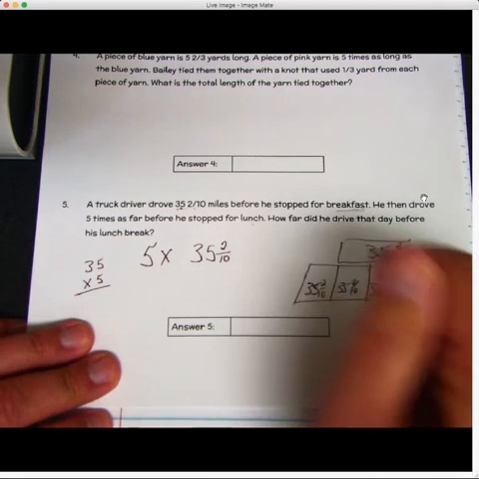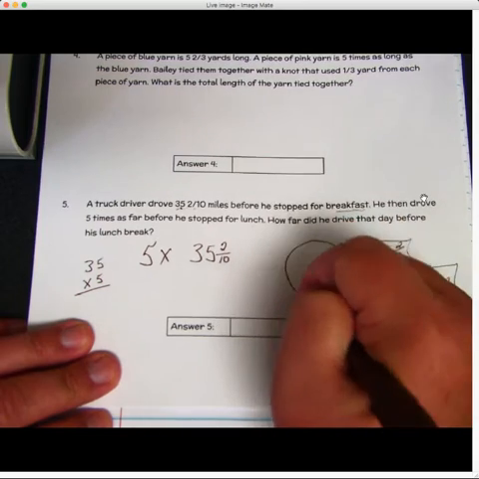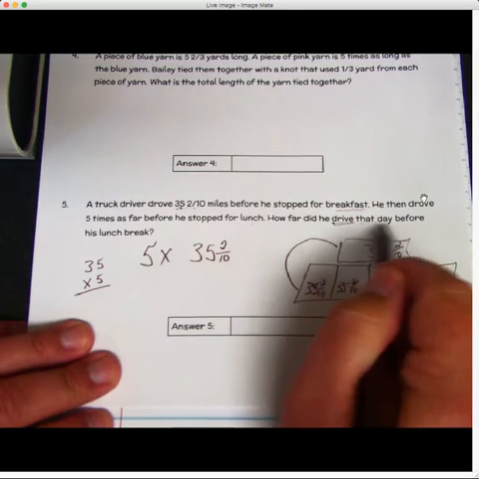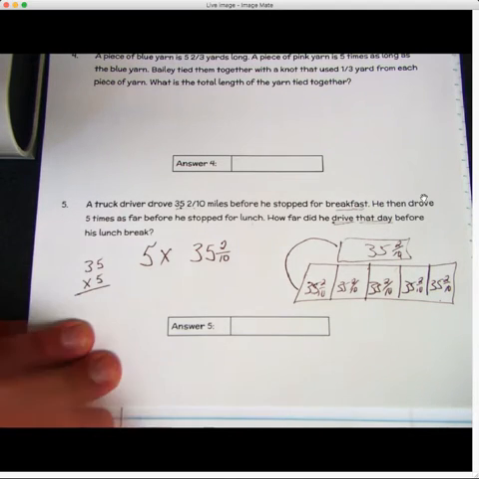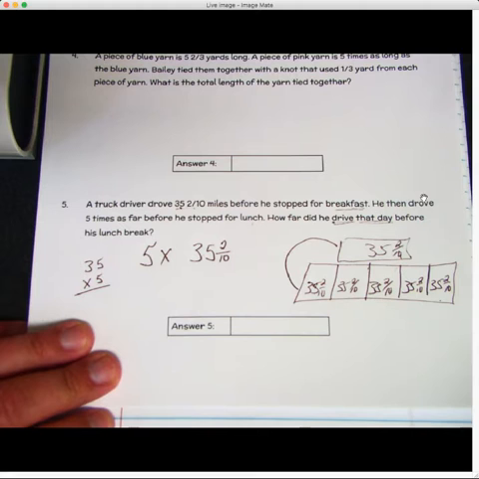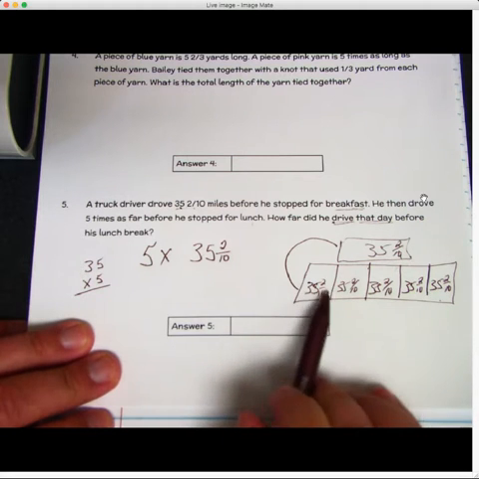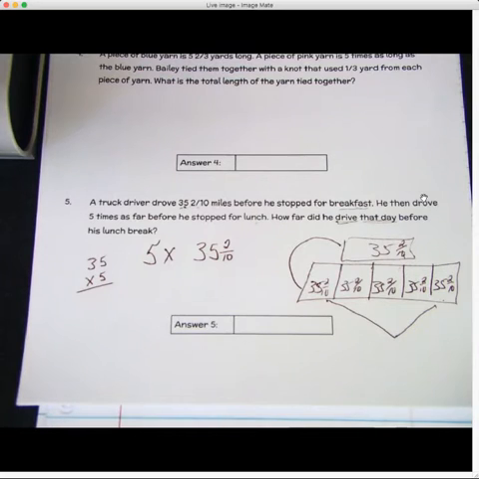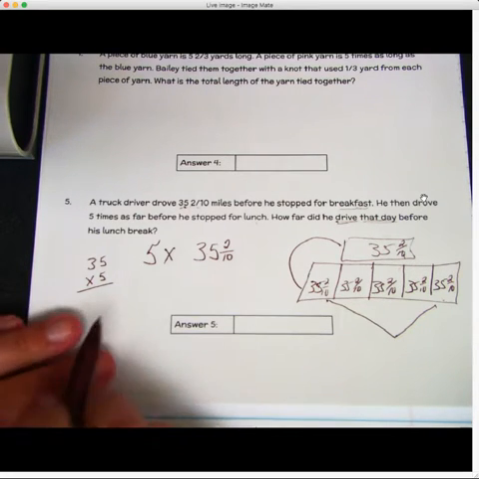So what we want to know is all of these together would tell us how far he drove during the whole day. Okay? So we've got 35 and 2/10 plus 5 times 35 and 2/10 is what it's going to end up being. But we've got to find this first. We've got to find out what is 35 and 2/10 times 5. So let's work on that.